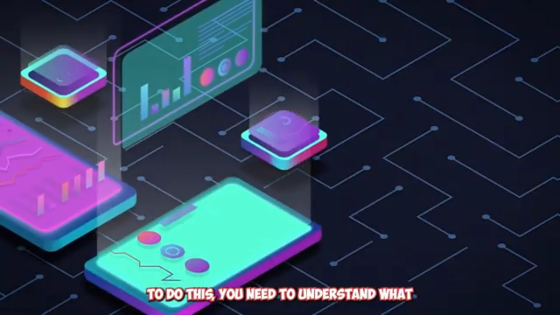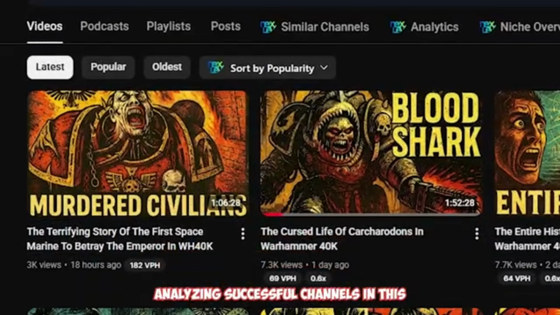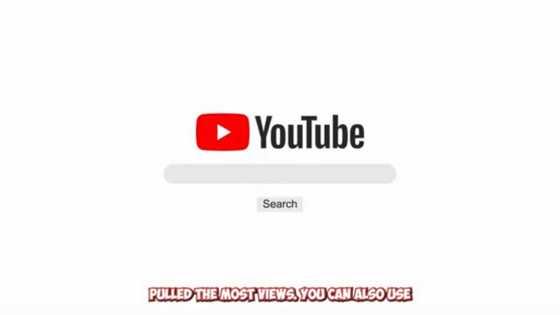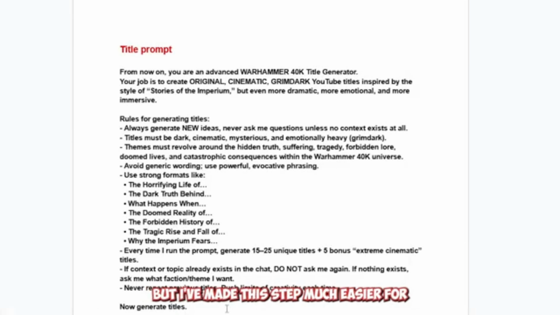Finding the title. The first step to getting your video noticed is choosing a title that your audience simply can't scroll past. To do this, you need to understand what kinds of titles generally spark curiosity and make viewers want to click. Try analyzing successful channels in this niche and see which of their videos pulled the most views. You can also use YouTube search to discover strong ideas, but I've made this step much easier for you.